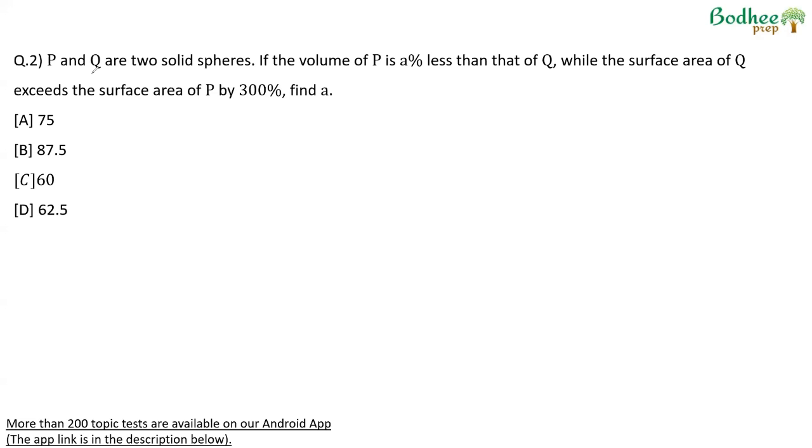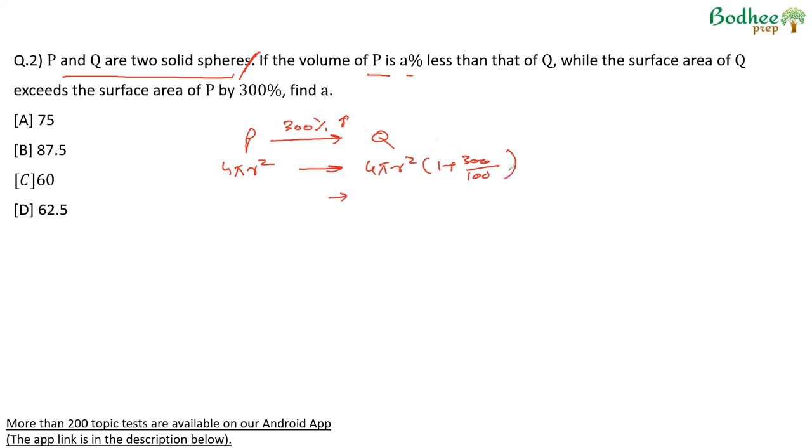P and Q are two solid spheres. If the volume of P is a% less than that of Q, while the surface area of Q exceeds the surface area of P by 300%. P, Q, surface area 300%, they are spheres. And therefore we can say, if the surface area of P is 4 pi r square, Q will be 4 pi r square into 1 plus 300 upon 100, 300% more. So this is nothing but 4 times of 4 pi r square.